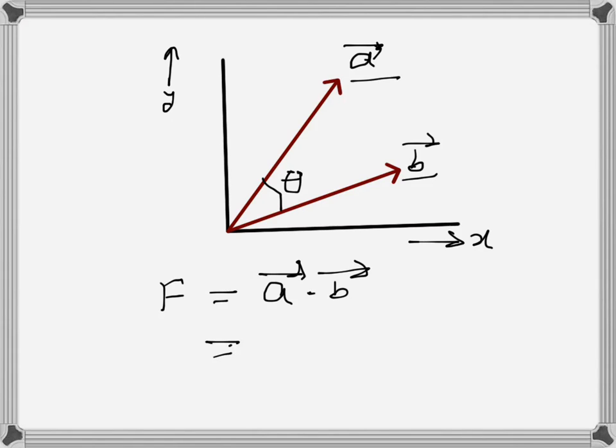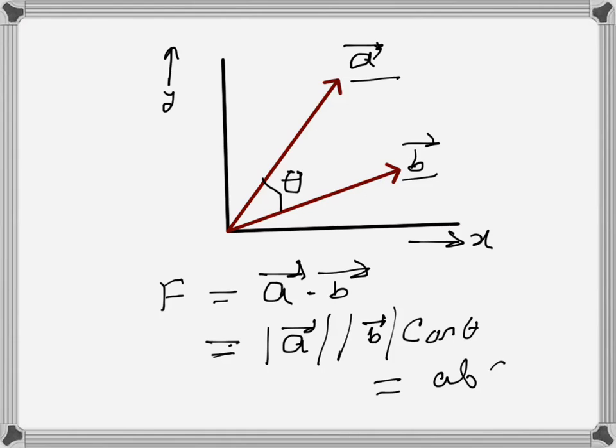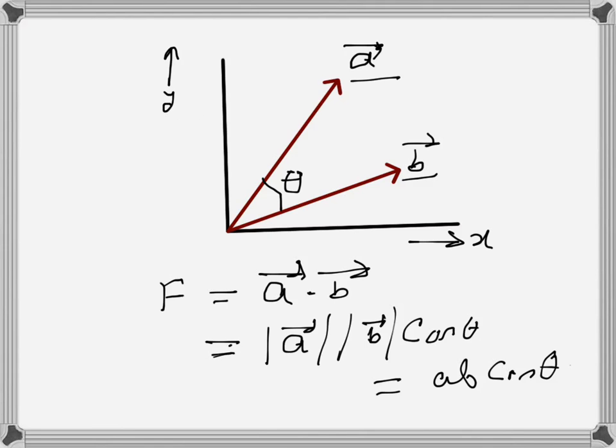And the expression geometrically, we say, is the magnitude of A, magnitude of B, and cosine of the interior angle, which is theta. So AB cos theta, that's the expression geometrically. Now algebraically, any vector we can divide into two components, one x component and one y component.